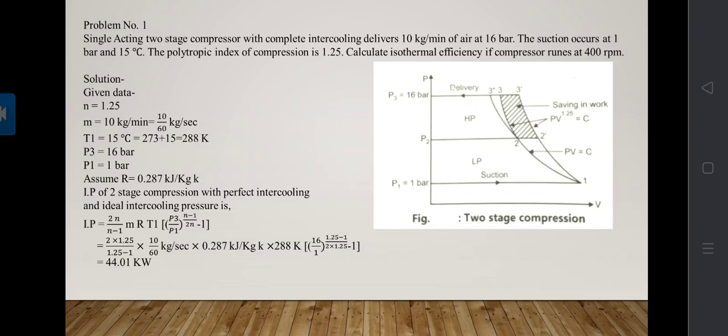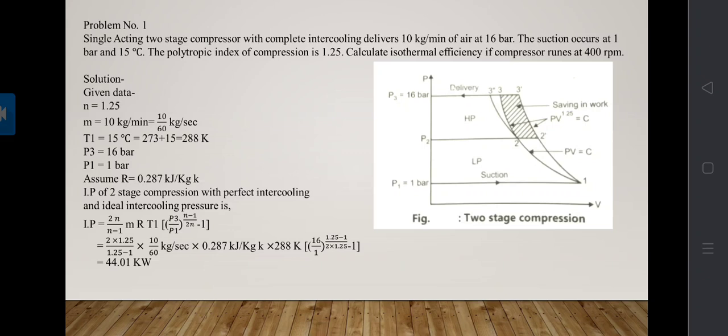First, we take problem number 1: a single acting two-stage compressor with complete intercooling delivers 10 kg per minute of air at 16 bar. The suction occurs at 1 bar and 15 degrees centigrade, and the polytropic index of compression is 1.25. We have to calculate the isothermal efficiency if the compressor runs at 400 rpm. Here first we draw the figure for this two-stage compressor.